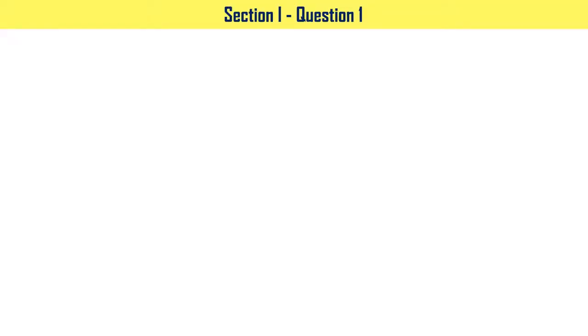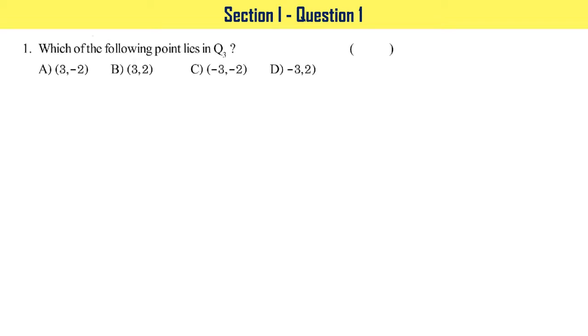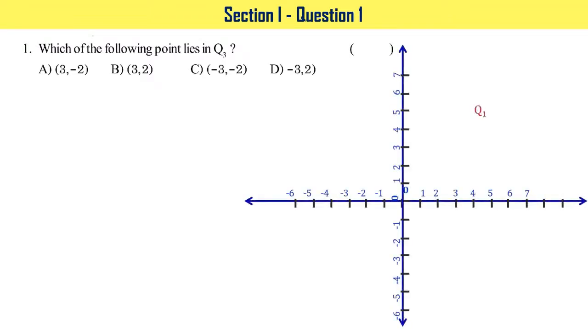Let us start with questions. Question number 1. Which of the following points lies in Q3, that is quadrant 3? As you see here, this is Q1, Q2, Q3 and Q4. In Q1 you have both X and Y positives. When it comes to Q2, X is negative and Y is positive. When it comes to Q3, X is negative and Y is also negative. And for Q4, X is positive and Y is negative, right?